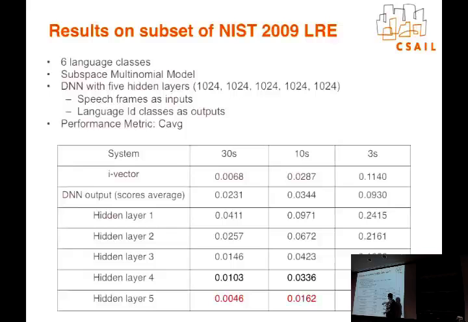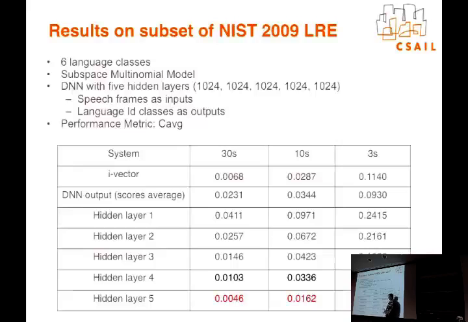And then after that, you see the hidden layers, and it's the same behavior. The deeper you go, the better the result is. And when you hit the 5 layers, you can compare, for example, this with the output, and you can see that this is a huge gain. Compared with the i-vectors, what Google did was only good at 3 seconds. Look here, it's actually better everywhere.